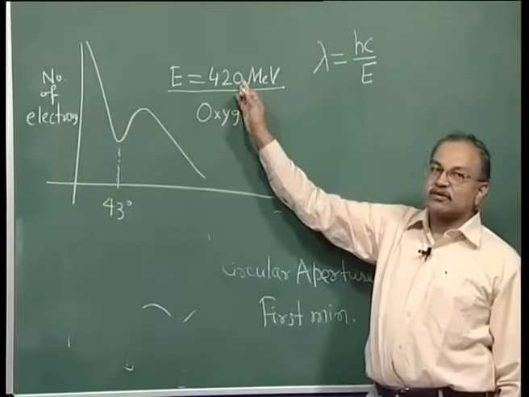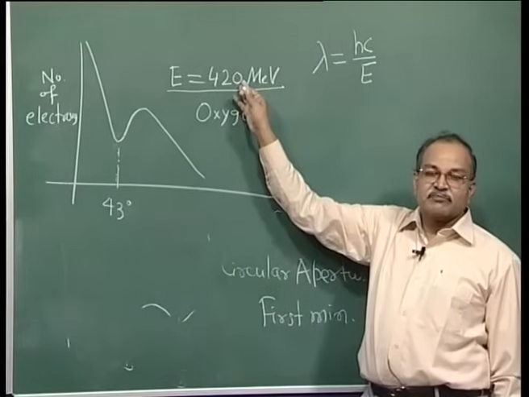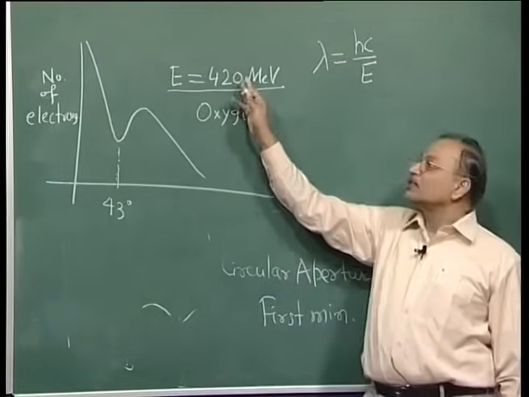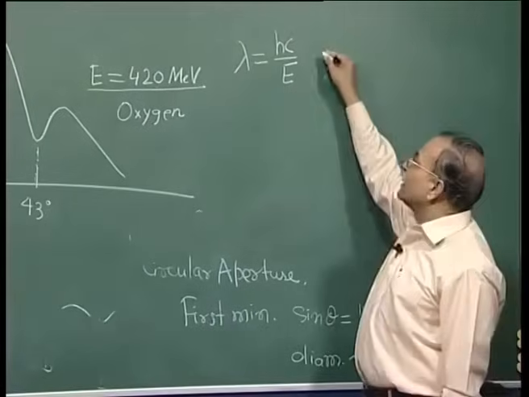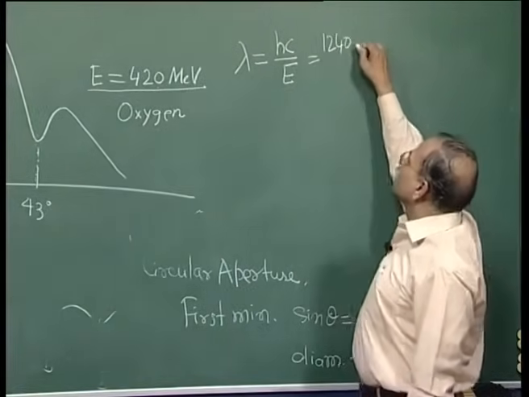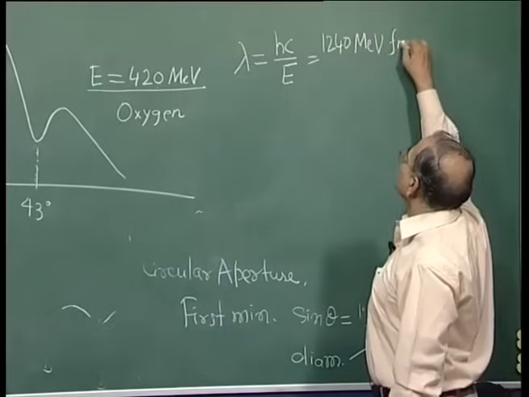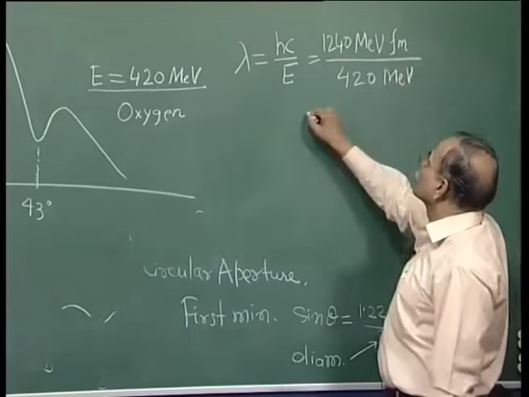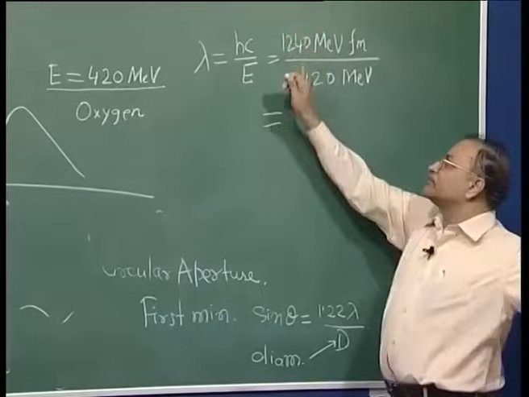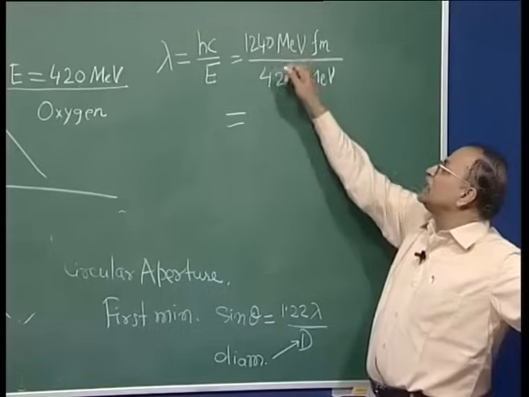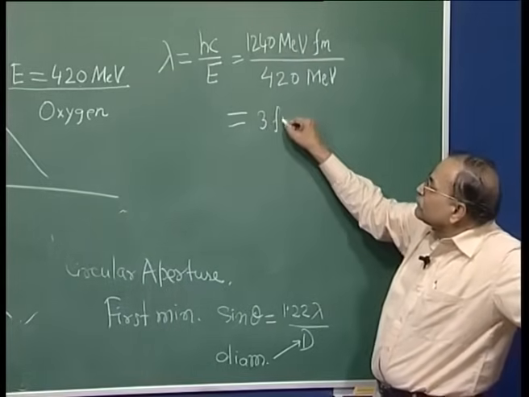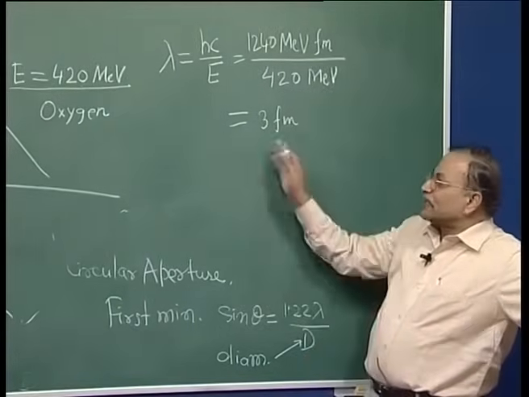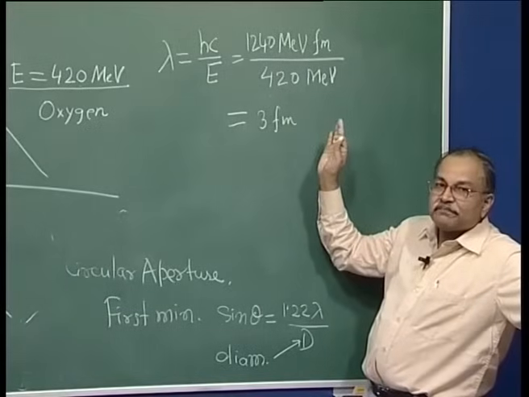Remember, 420 mega electron volts is much larger than the rest mass energy of the electron, which is only 511 kilo electron volts, and so I can use this equation, h c by E. And h c is 1240 mega electron volt femtometer, and energy is 420 MeV. So you can do this calculation, it is a little less than 3 femtometers, almost 3 femtometers. So that is lambda, the wavelength of the electrons which are falling on this nucleus.